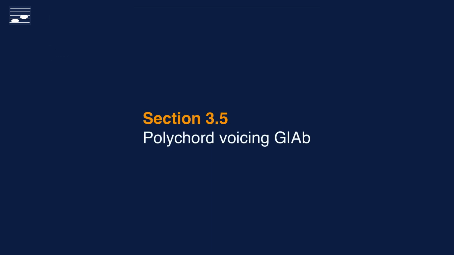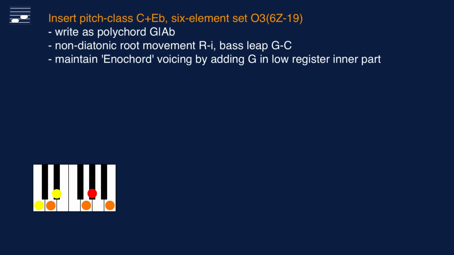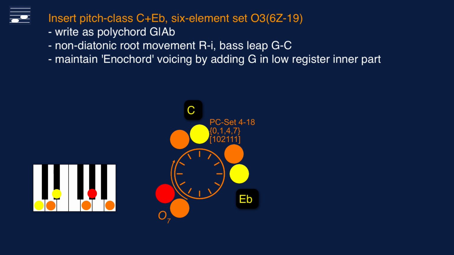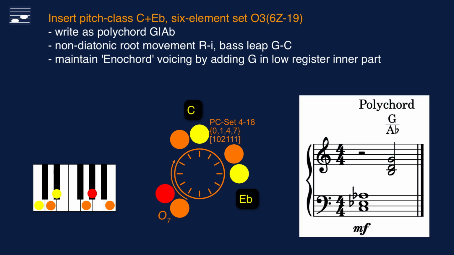The final alternative implies insertion of 2 new pitch classes. When introducing both E-flat and C-natural, we obtain a transposed inverted form of 6-element pitch class set 619, which may be written as a polychord with 2 major triads, G over A-flat.